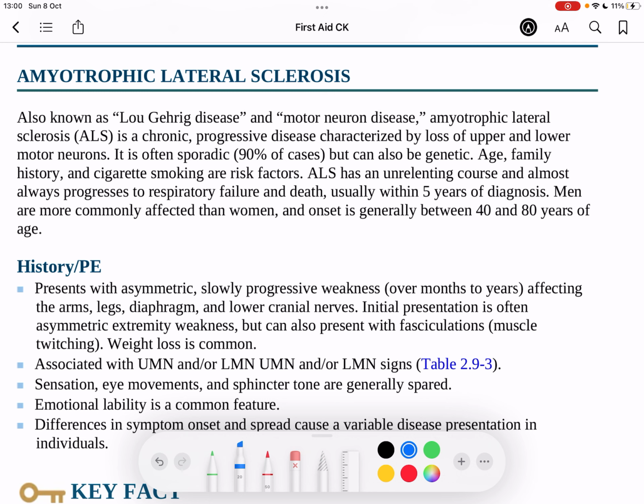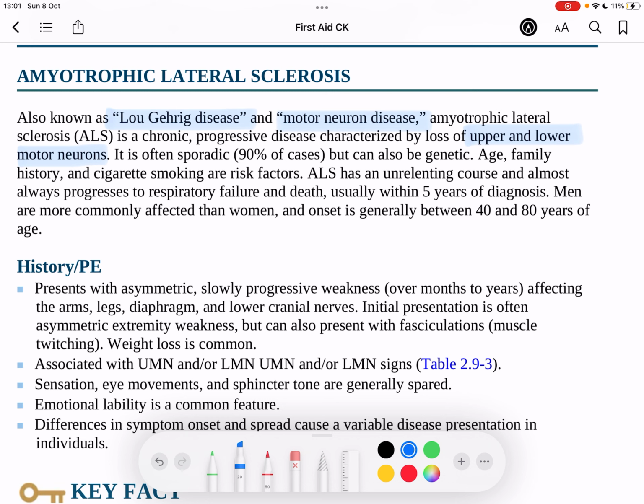ALS in the US is called Lou Gehrig disease, whereas in the UK we call it motor neuron disease, but everybody calls it ALS generally. It's a chronic progressive disease characterized by loss of the upper and lower motor neurons. And if you know that, that can describe most of the signs and symptoms. It's often sporadic, 90% of cases are sporadic, but it can also be genetic as well. Age, family history, cigarette smoking are all risk factors.